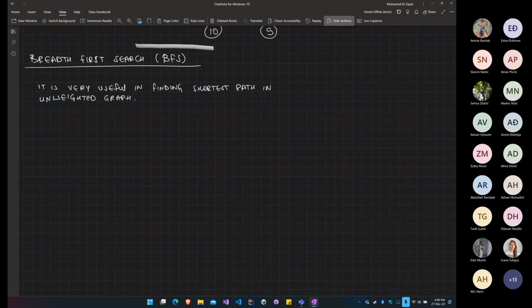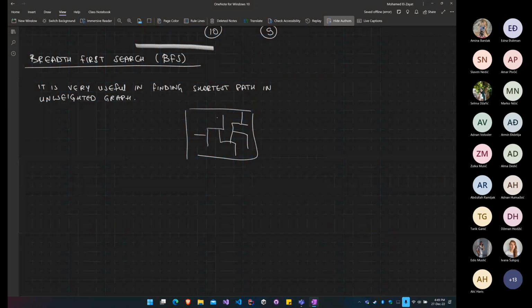So if you have some sort of a maze, which I don't know how to draw mazes, but you get the idea, and you would like to traverse that maze somehow. So let's say you have the exit right here. Okay, so this is your exit. This is your starting point.